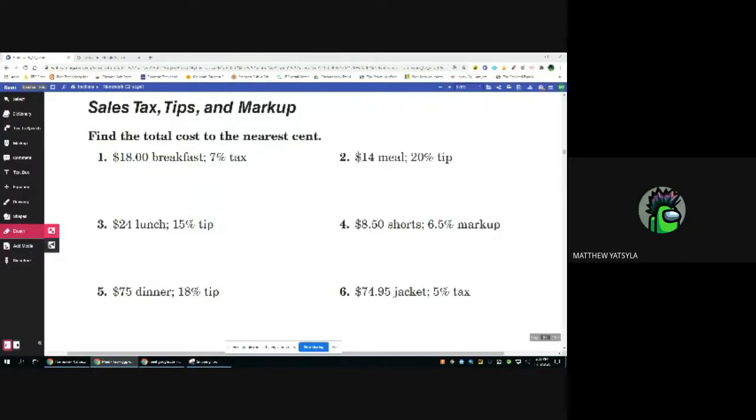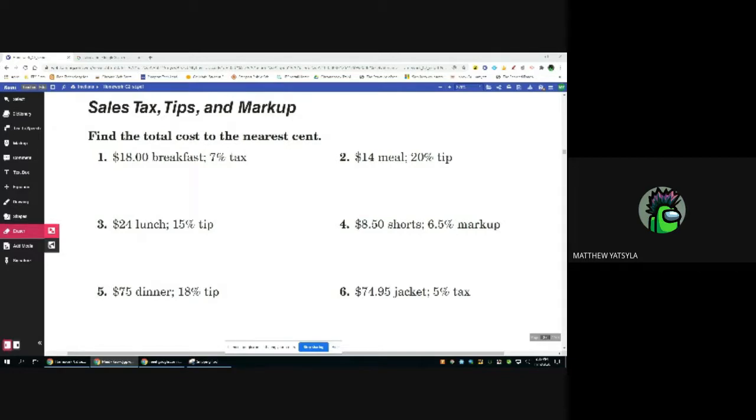Hi, everybody. So today we're going to be learning about sales tax, tips, and markup. Now, sales tax is money added on to the price of an item. Sales taxes usually pay for things like roads, fire departments, schools, things like that. Tips and markups. Tips are also added on to the price. Tips are added on for good service in a restaurant, for example, or someone doing your hair.